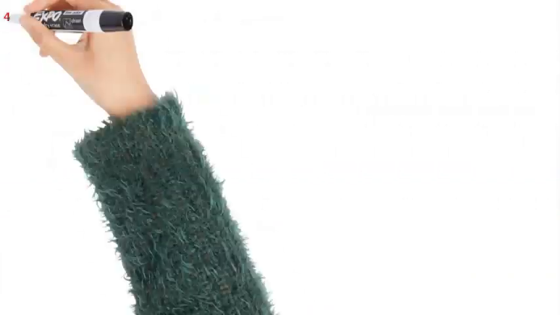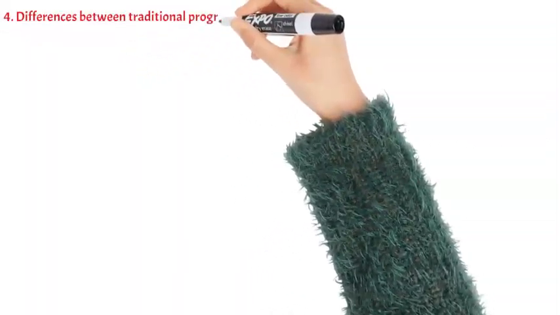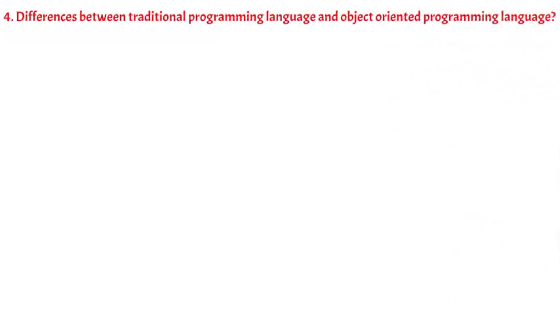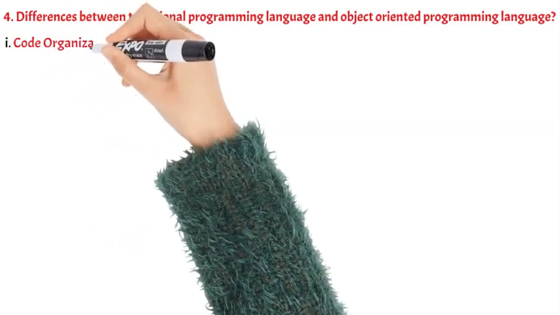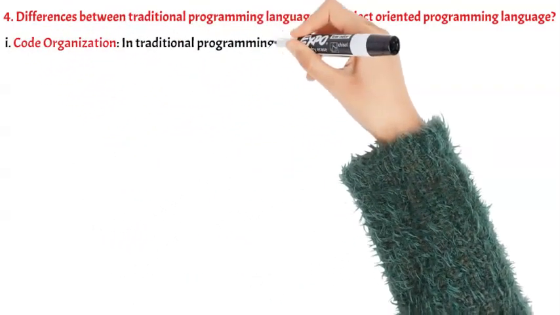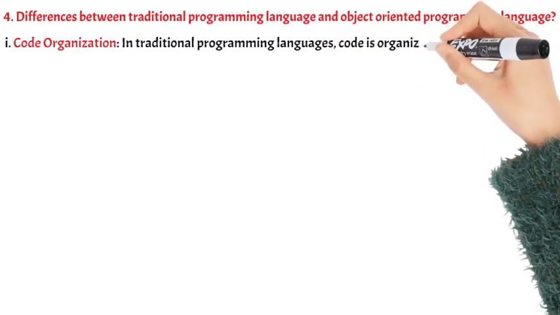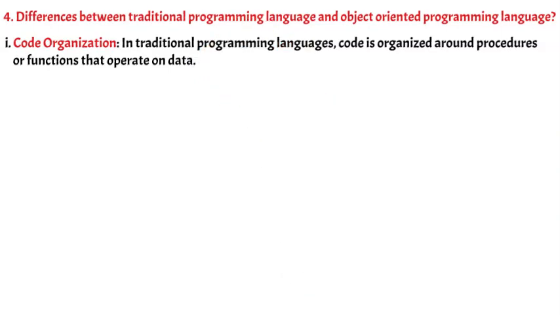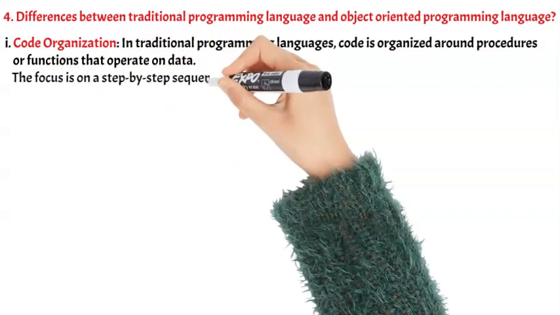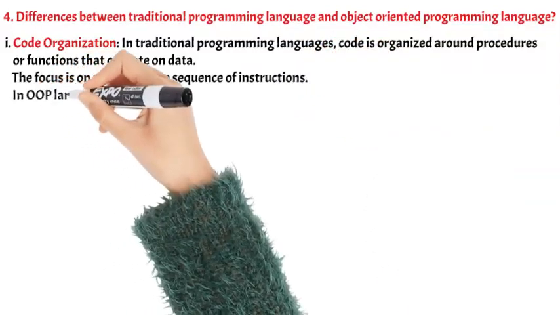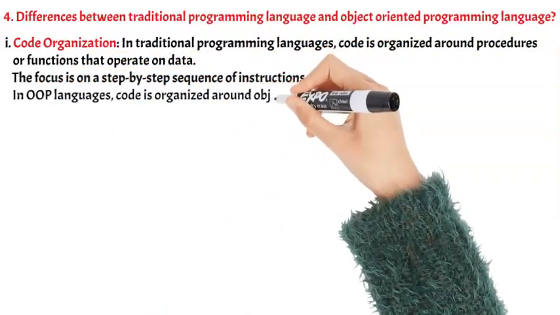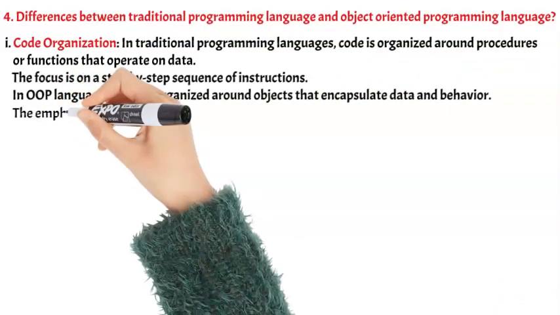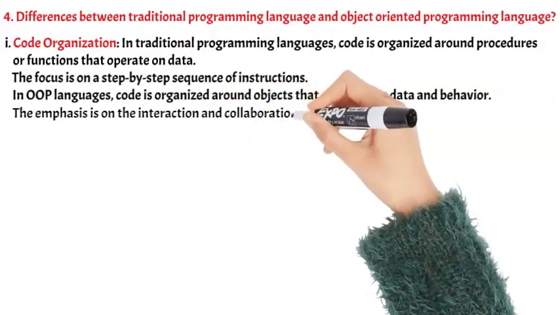4. Differences between traditional programming language and object-oriented programming language. 1. Code organization. In traditional programming languages, code is organized around procedures or functions that operate on data. The focus is on a step-by-step sequence of instructions. In OOP languages, code is organized around objects that encapsulate data and behavior. The emphasis is on the interaction and collaboration of objects.